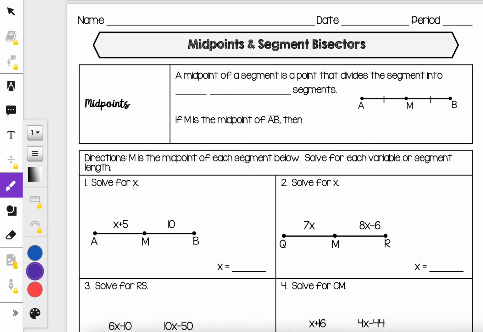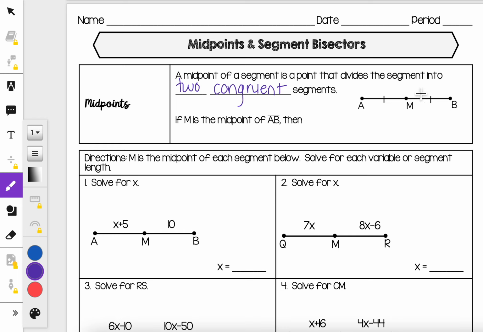In today's video, we're going to talk about midpoints and segment bisectors. The first one we're going to talk about is a midpoint. So a midpoint of a segment is a point that divides the segment into two congruent segments.